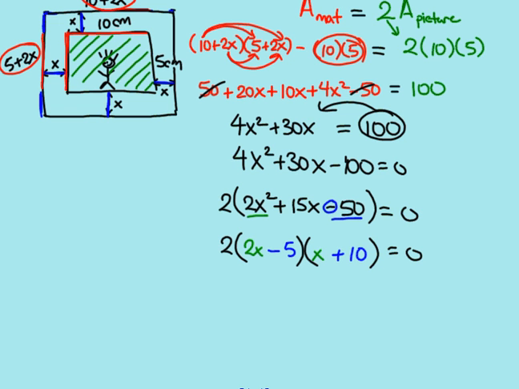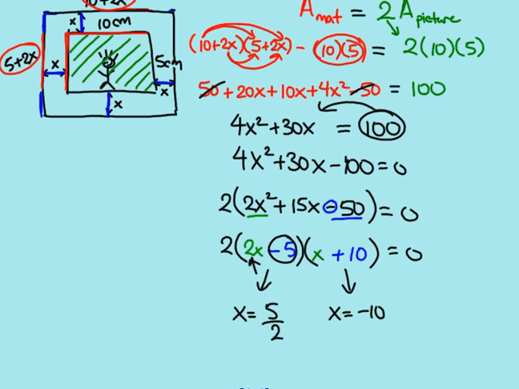And lastly, let's solve for the x-intercepts. So again, in this case, I'm going to get x equals the opposite of this number over the one in front of the x. So that's one of my x-intercepts. The other one will be x equals negative 10.